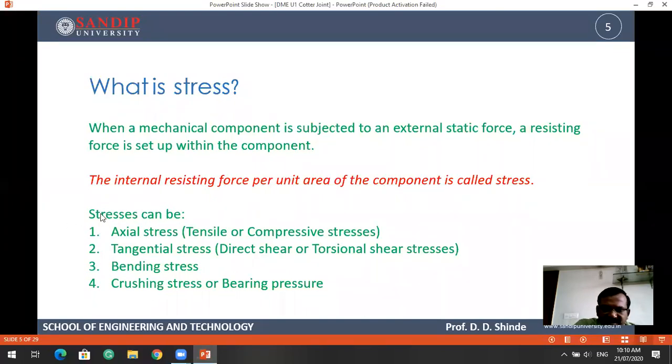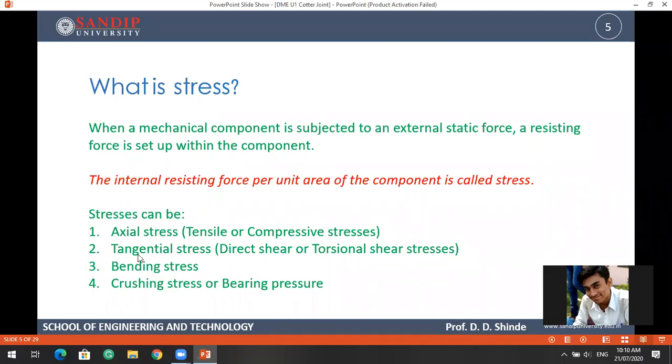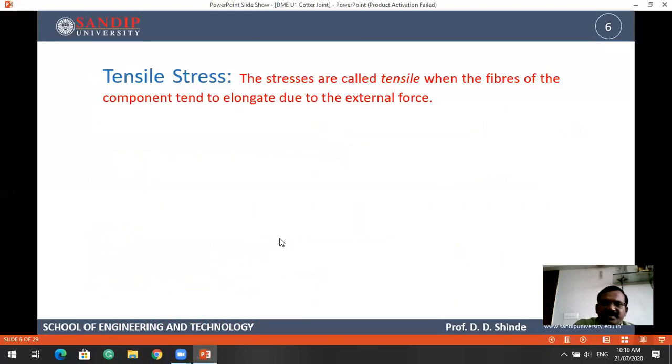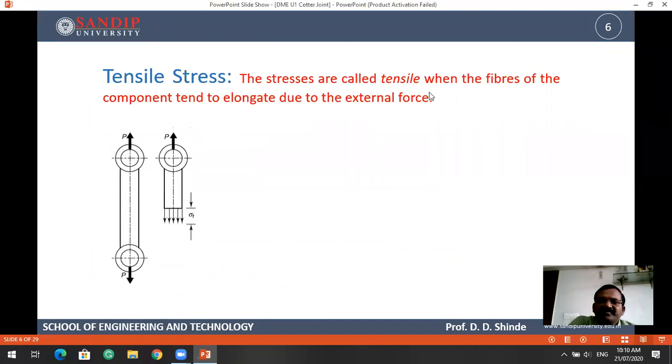So we will see these forces in details. Axial force, then tangential stress, bending stress, crushing stress. So let's go for the first one, that is tensile stress. The stresses are called tensile when the fibers of the component tend to elongate due to external force.